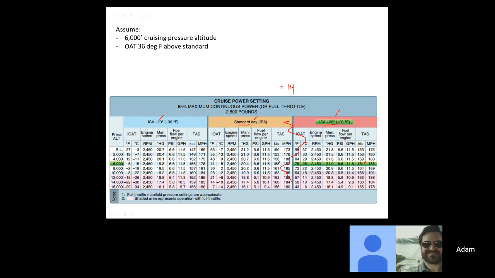You guys, in your studies outside of aviation studies, have you had to do interpolating of tables? Yep. Nope. Nope. Okay, we're going to go through a quick example.